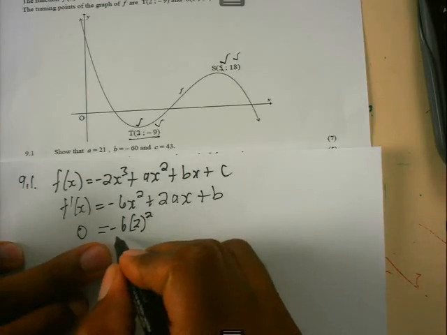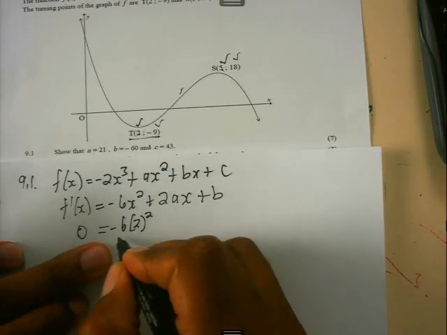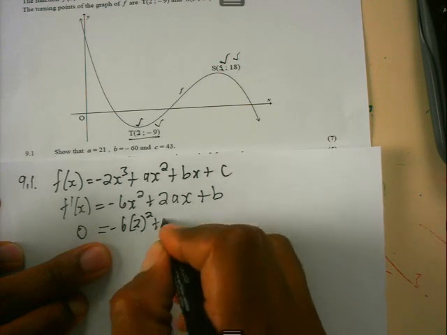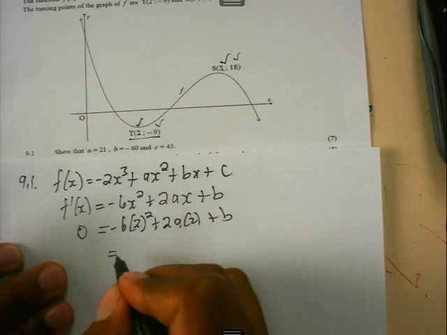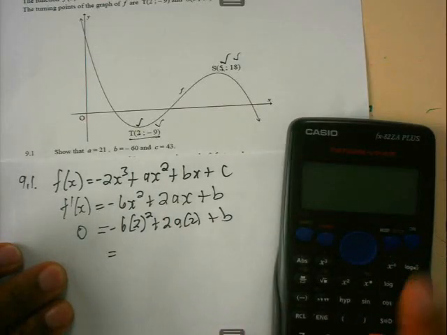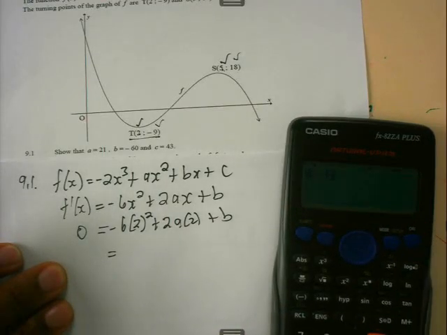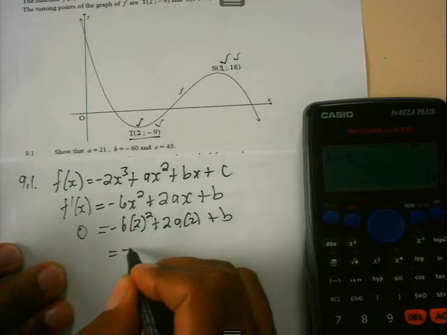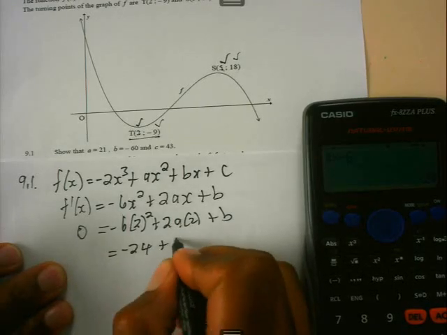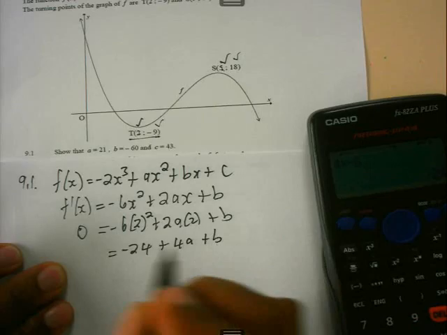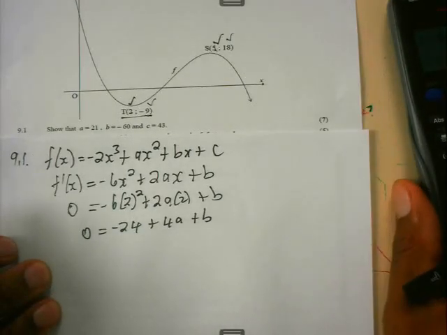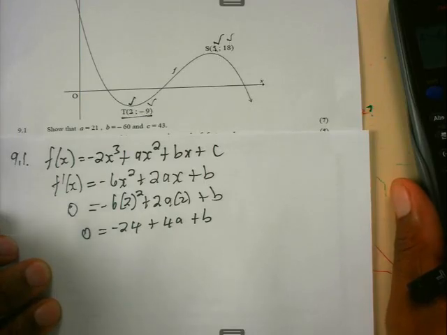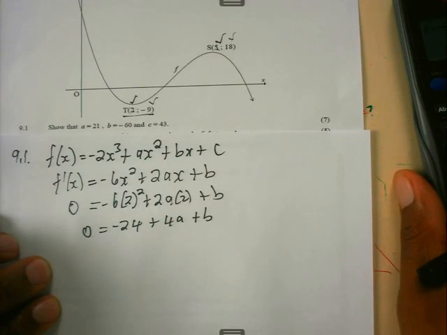That is why we are going to have minus 6 into 2 all squared plus 2a times 2, then plus b. Right, of course, boys and girls, when you multiply, we have 4 multiplied by minus 6. Then the answer there is minus 24 plus 4a plus b is equal to 0. Right, immediately when I see that I have 2 unknowns, I can see I need to have 2 equations so that I can now solve them simultaneously.